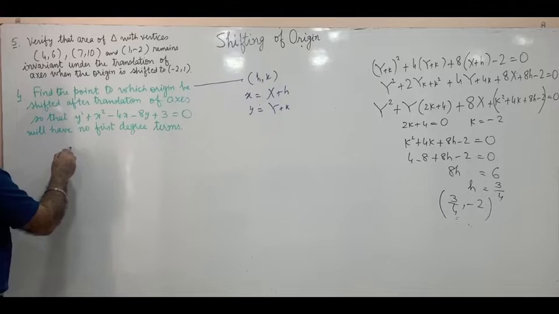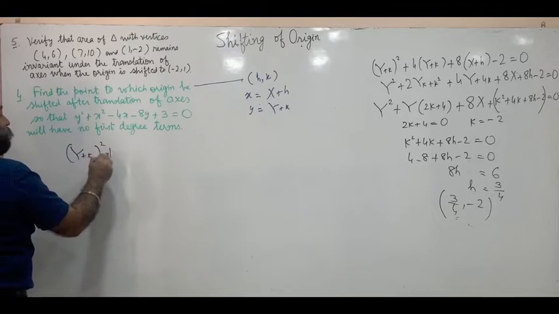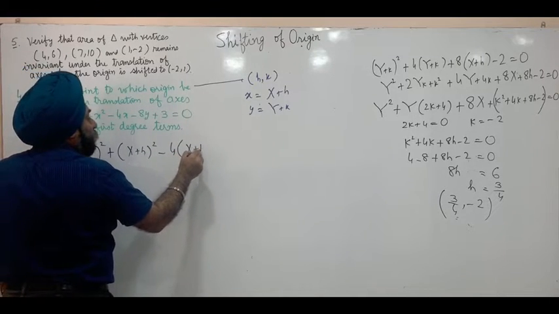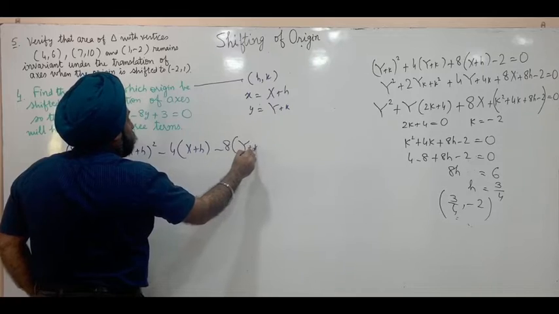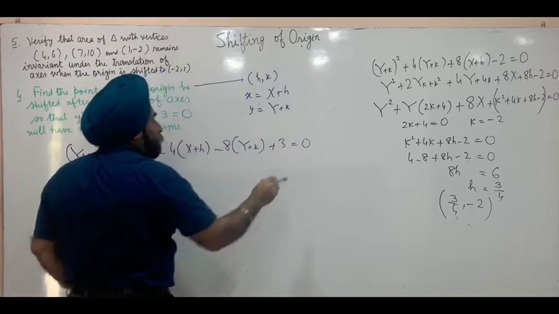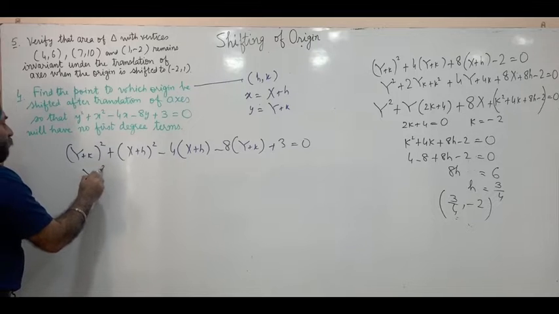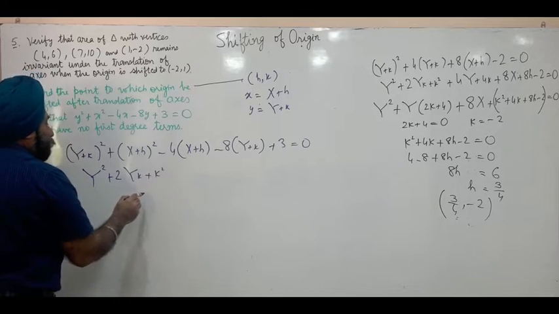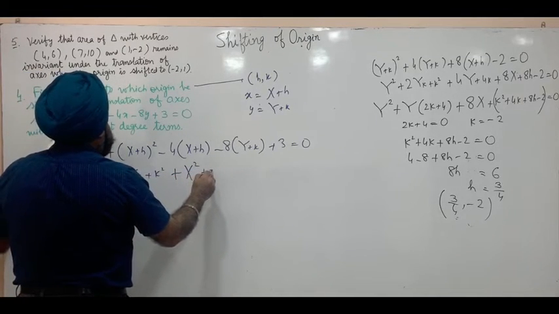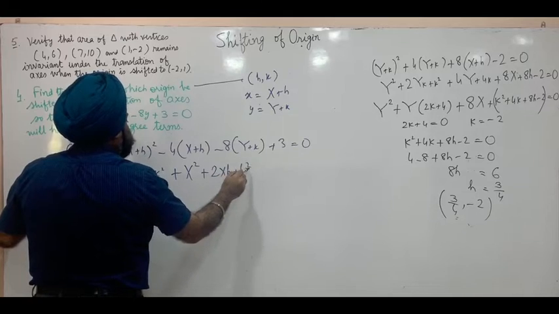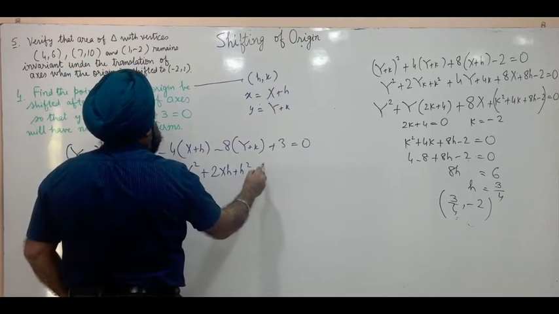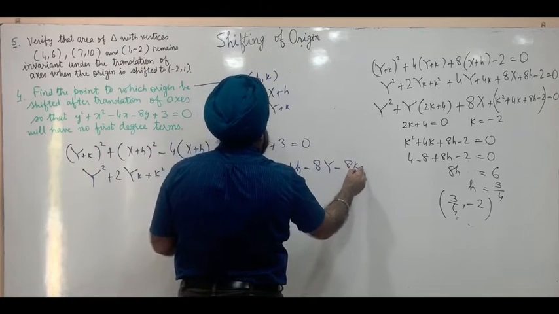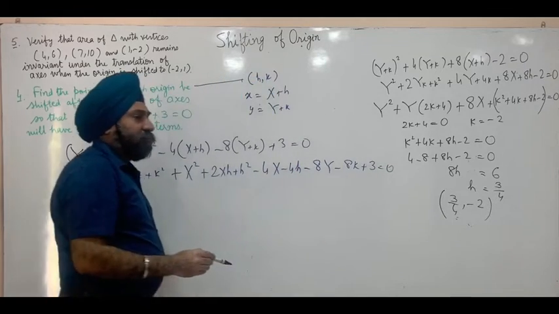Substituting values here: (Y + k) whole square, (X + h) whole square, minus 4 into (X + h), minus 8 into (Y + k), plus 3, this is 0. That's Y square plus 2Yk plus k square, plus X square plus 2Xh plus h square, minus 4X minus 4h minus 8Y minus 8k plus 3, this is 0.